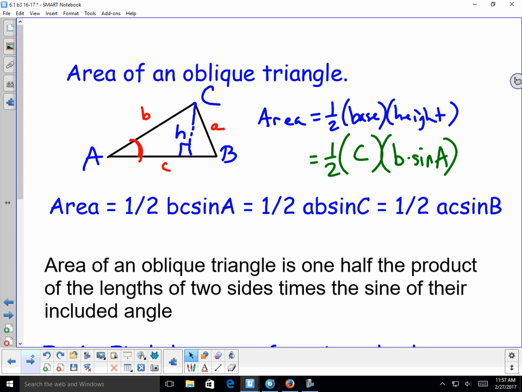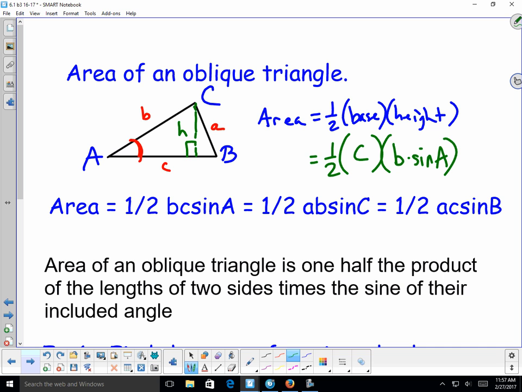Let's get to the area of an oblique triangle. This picture is not the best. I like that height there. That's a little bit better.